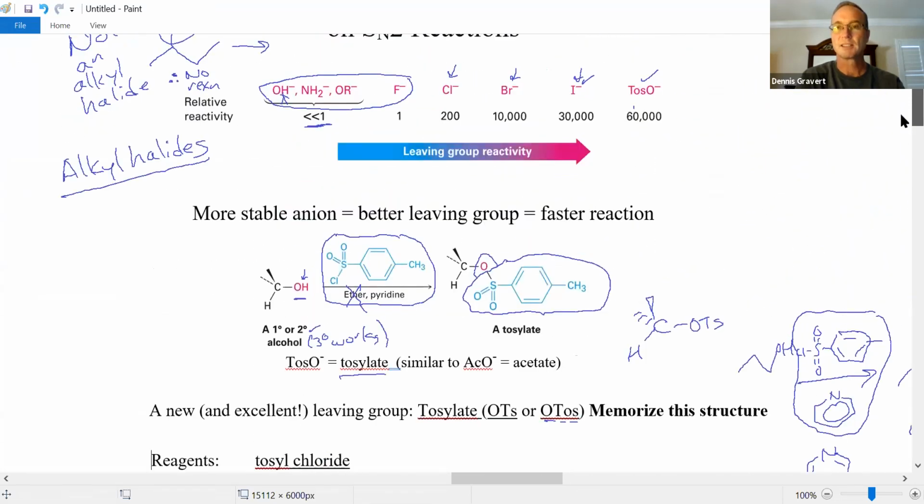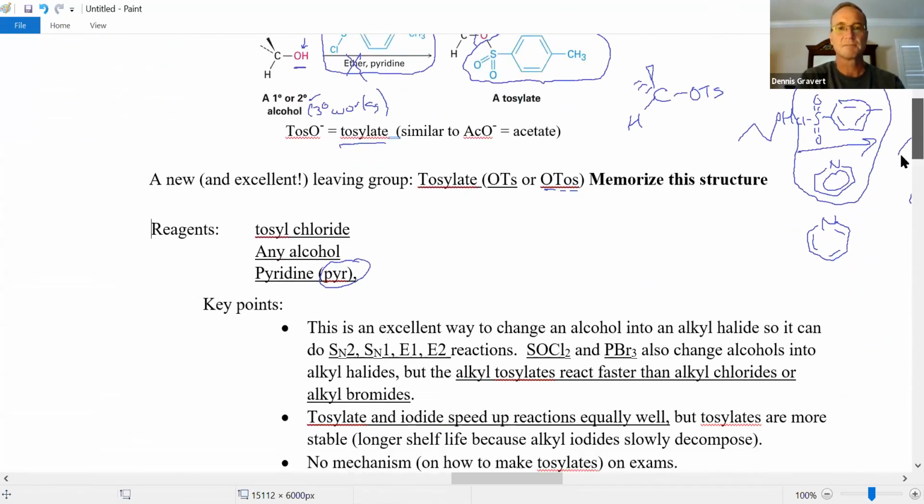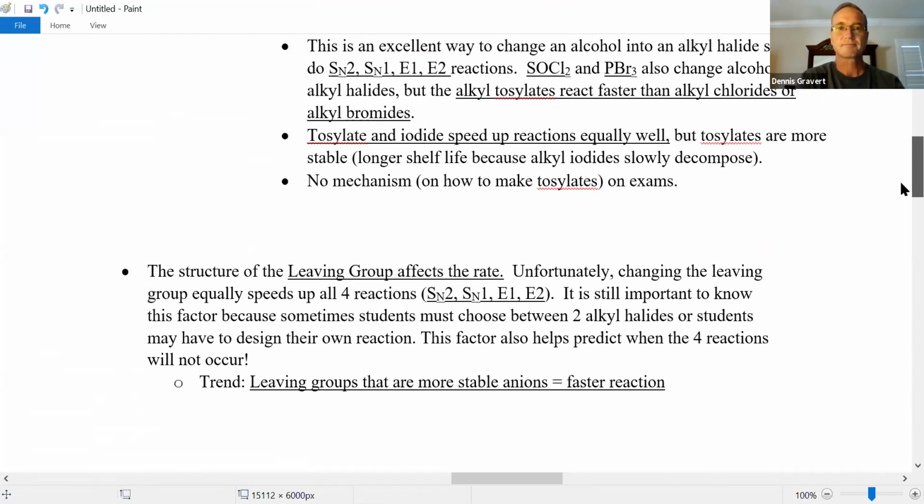Oh, there's no mechanism required on the exam for making a tosylate. If you want to see it, I can show it to you. Not on the exam, though.